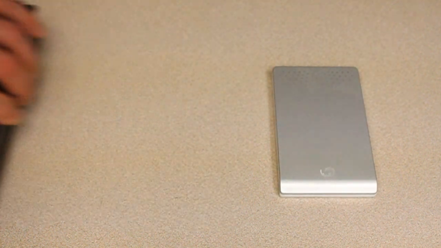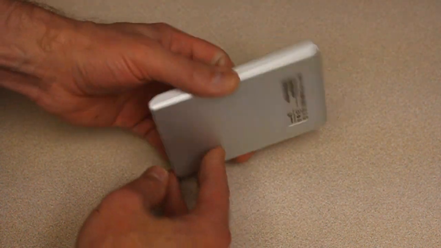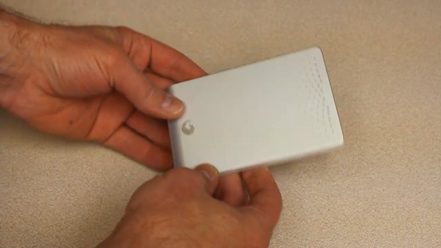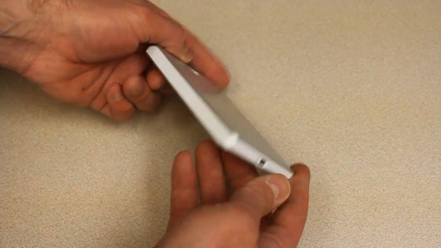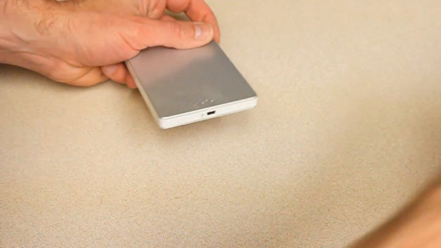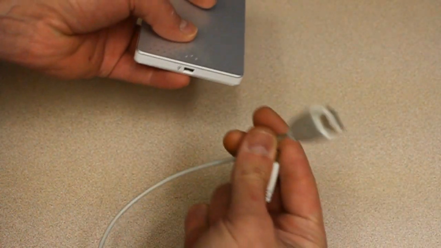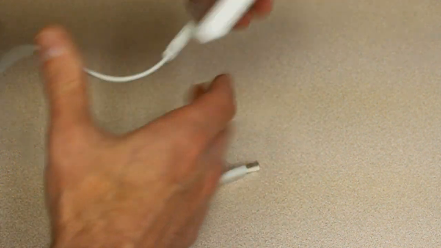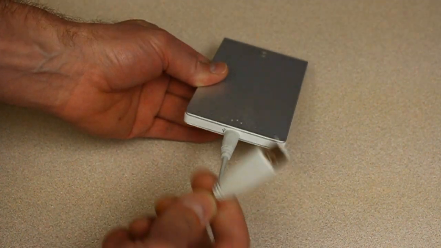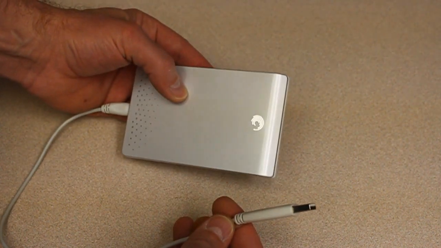So number one, let me put this one aside. Let me talk about this one for just a second. Something like this. This is a 250 gigabyte Seagate Free Agent Go, is what it's called. Very thin, very light. The interface it uses is USB only. It has one port in the whole thing. All you do is plug it in and plug this end into your computer, and you are set to go.